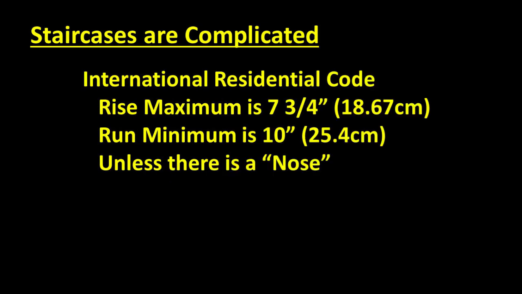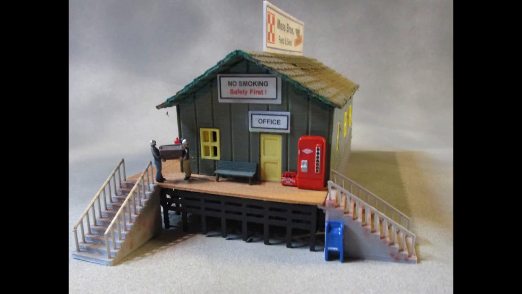The International Residential Code, or IRC, recommends standards for the ratio of the rise versus the run for well-designed staircases. About 7 3/4 inches of rise to every 10 inches of run in real life. And there are also considerations for the overhang or the nose on the step over the riser. And any good generator would have to consider these recommended ratios.